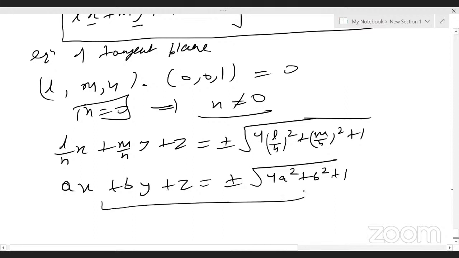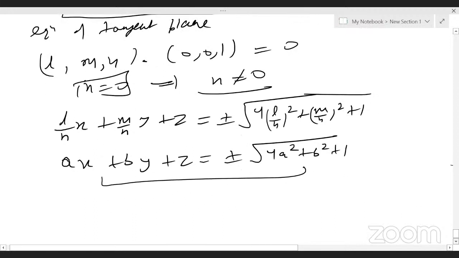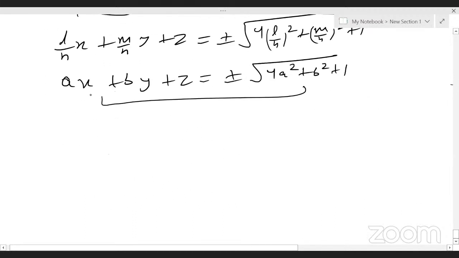There are now only two constants and two independent variables. So the order will be 1 only. This is the 2018 question.